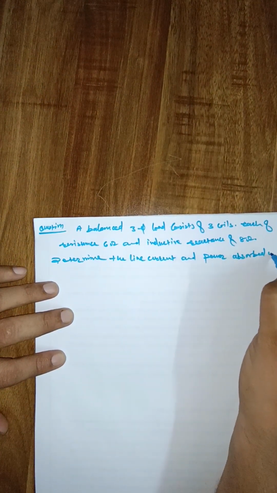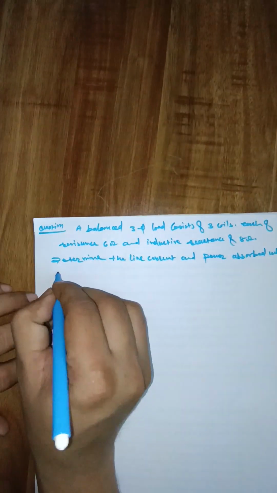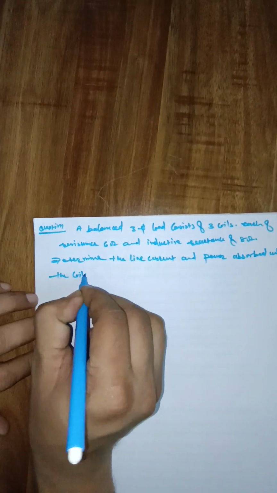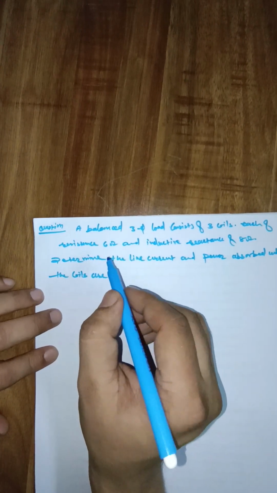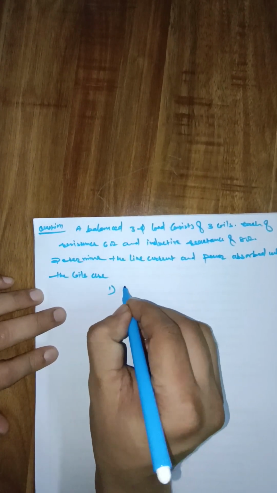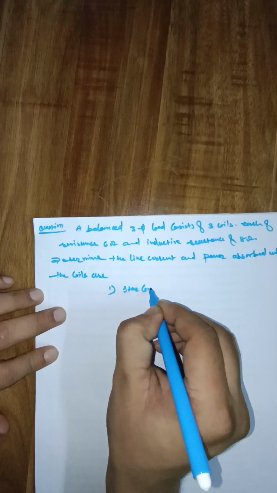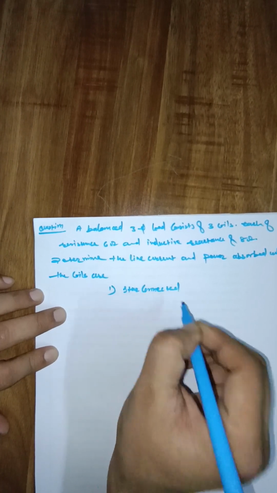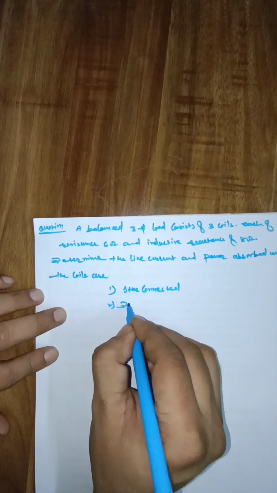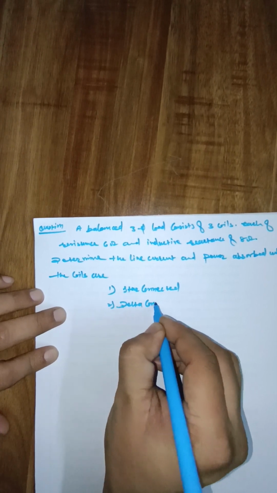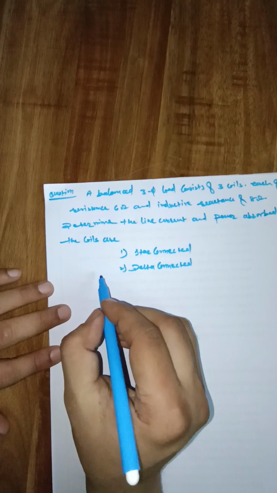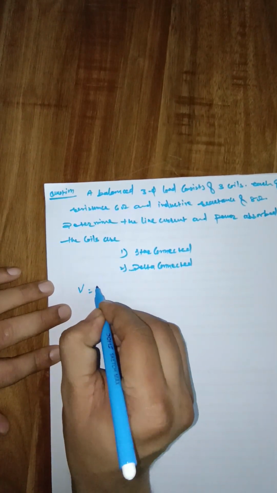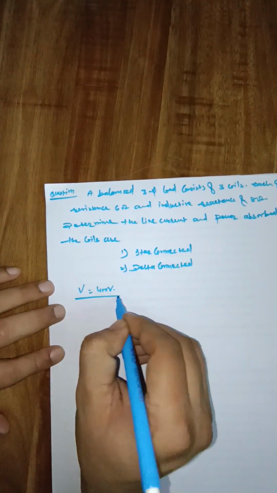when the coils are star connected and delta connected. First is star connected, second is delta connected. Clear? And voltage is given, V is given 400 volt.